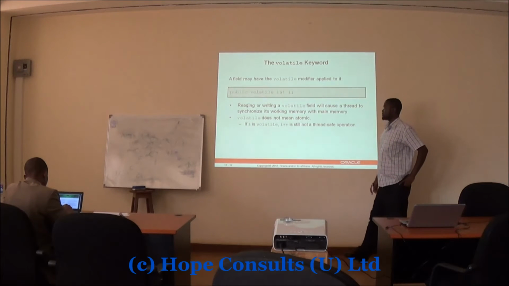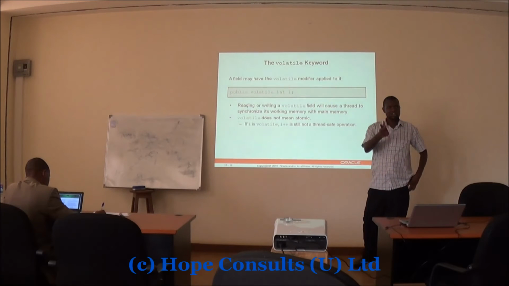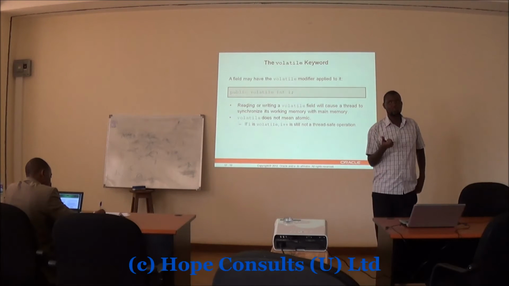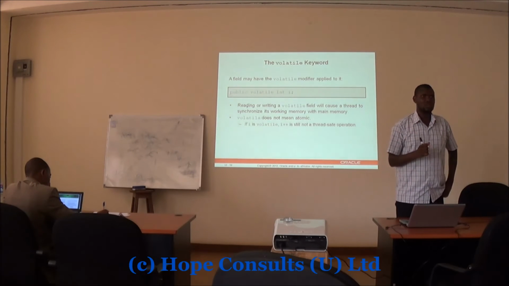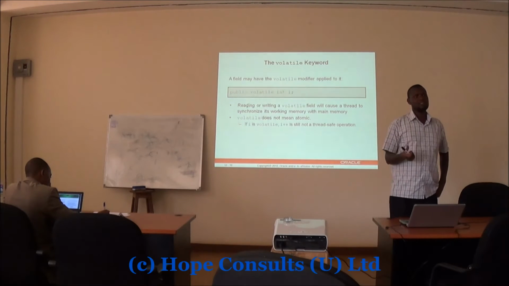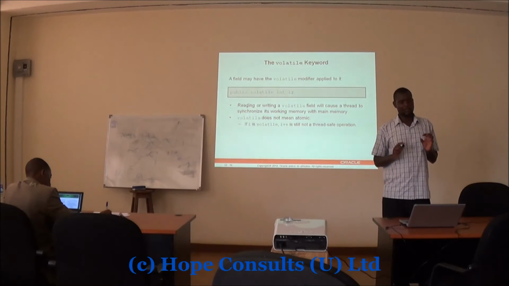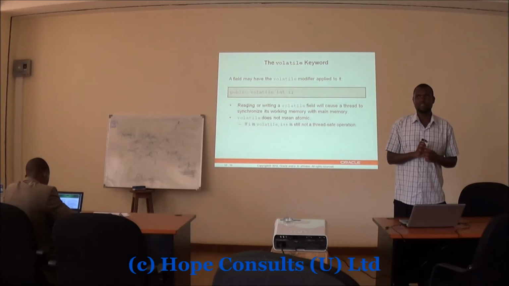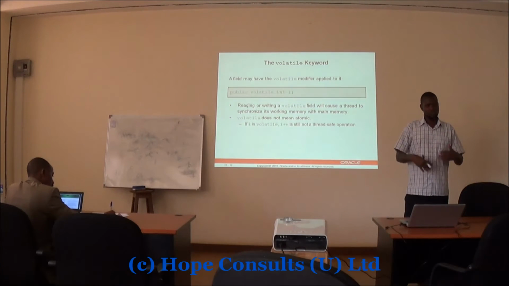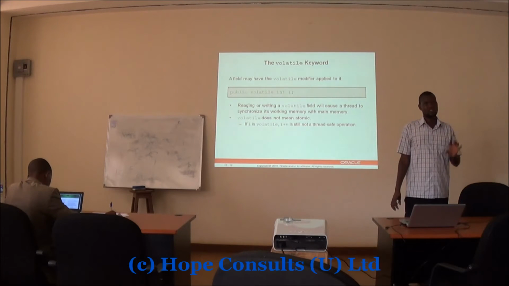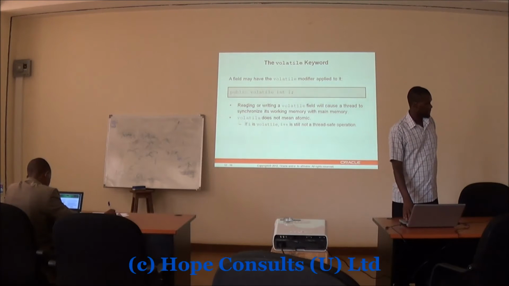So if i is volatile, we can make sure that it is synchronized with the value in the global area. Before the thread outputs the value, it synchronizes it with the value that is in the main memory, because a thread will tend to have a cache of that data within itself. So before it outputs or before it saves, it synchronizes with whatever is there in the main memory.